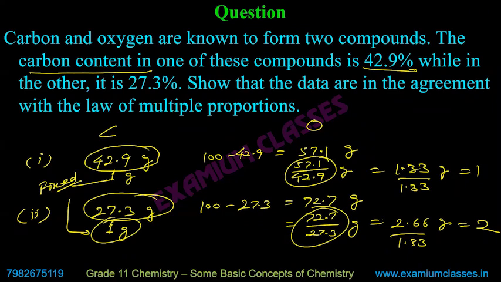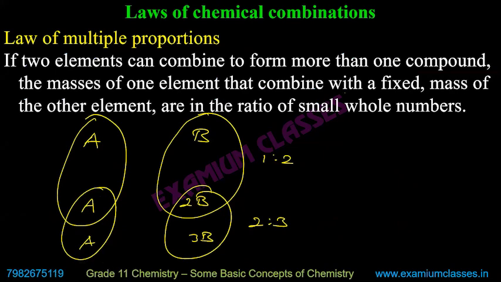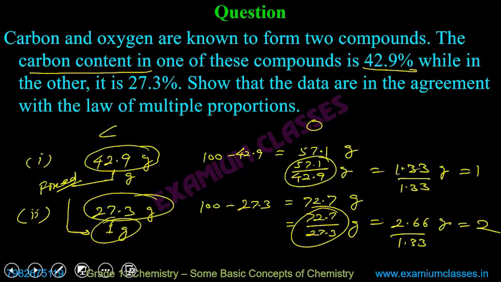Any confusion here? Sir, can you please tell why did you divide 57.1 by 42.9 in the first and second cases? Okay. Because as per the rule, I have to fix the amount of one component, any one component, combined with the fixed mass of the other element. So I have fixed the amount of carbon.